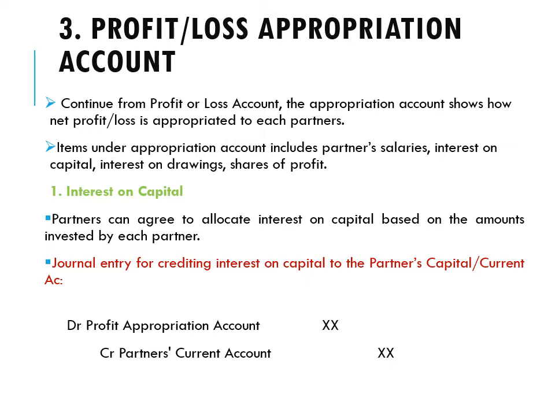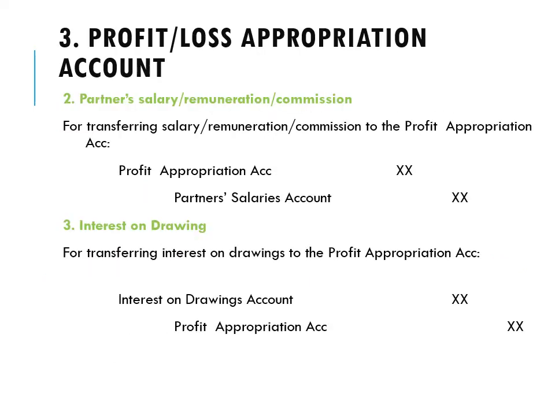Interest on capital is actually the interest income that the partners receive from the capital that they have invested. So the journal entry to record interest on capital is you debit the profit appropriation account because it is an expense to the partnership and you credit the partners' current account. The partner's salary account has to be transferred to the profit appropriation account. Therefore, the journal entries are debit the profit appropriation account and credit the partner's salary account.